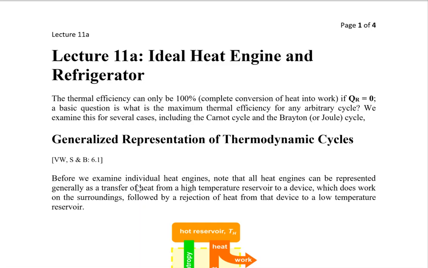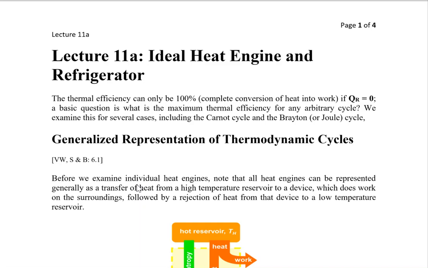In the last lecture, we did the Carnot cycle and we were able to find the efficiency of the Carnot cycle. And we were saying it's the maximum efficiency of any engine that works between the two temperature reservoirs.